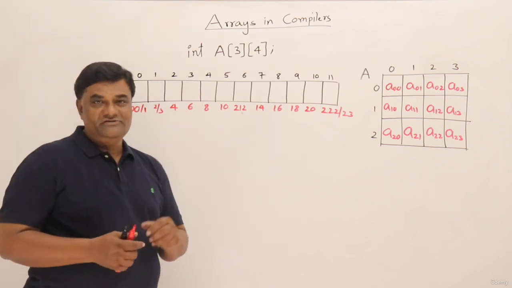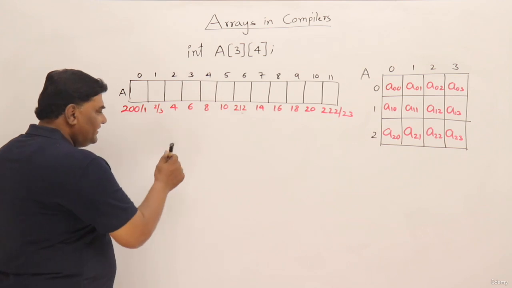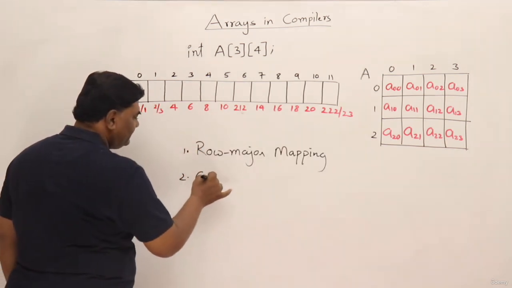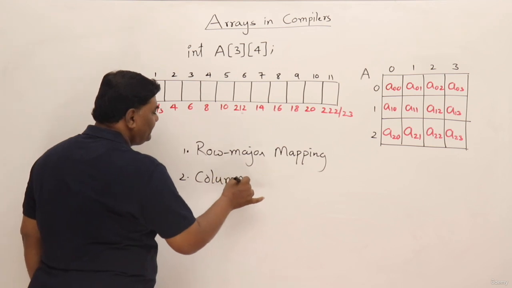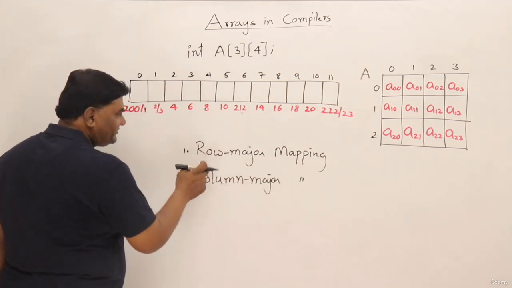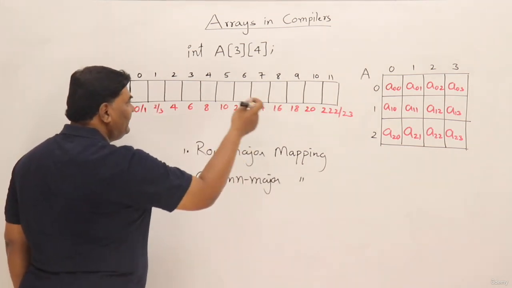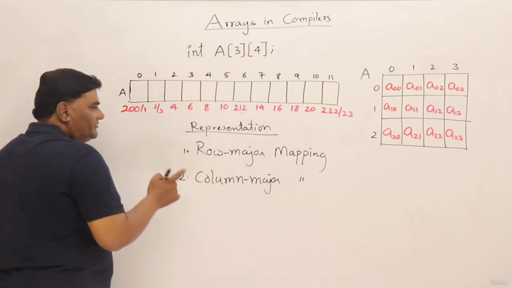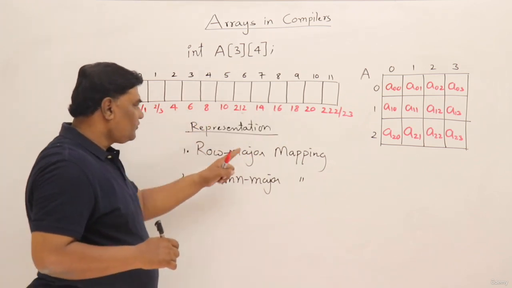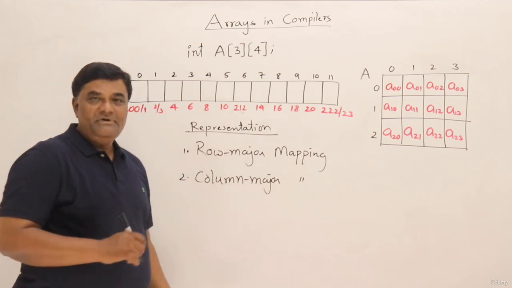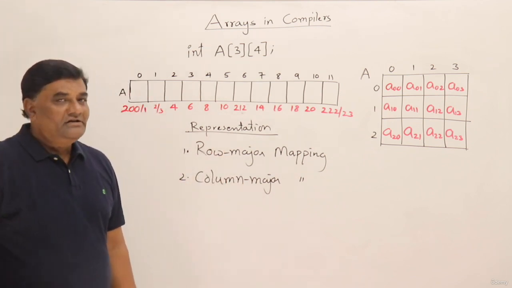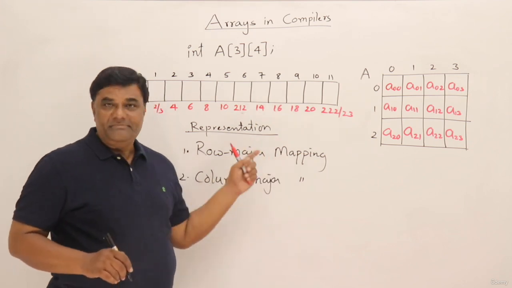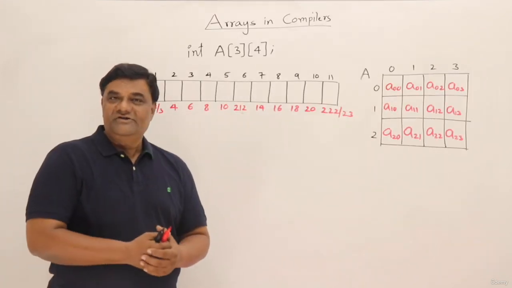So there are two methods of mapping. First one is row major mapping, and second one is column major mapping. So these are the two representations of a 2D array mapped on a single dimension array. So we call it row major mapping or row major representation, column major mapping or column major representation. So we'll learn about both. So first let us look at how row major mapping is done. Let us look at row major mapping.